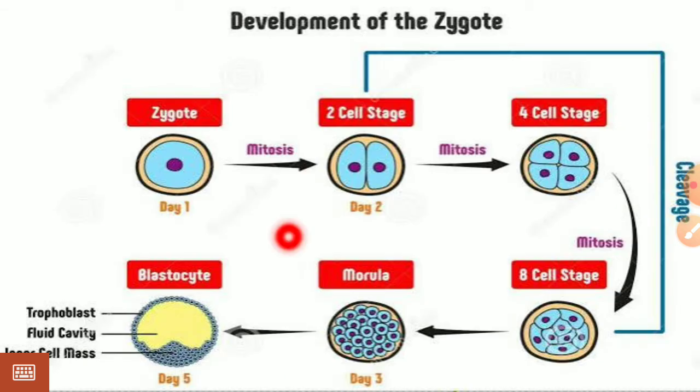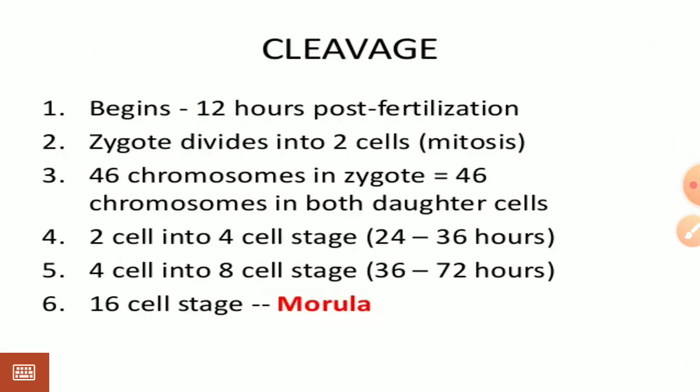This is another diagram: the zygote, two cell stage, four cell stage. The whole process is called cleavage. As a result of cleavage, the zygote changes into a blastula.